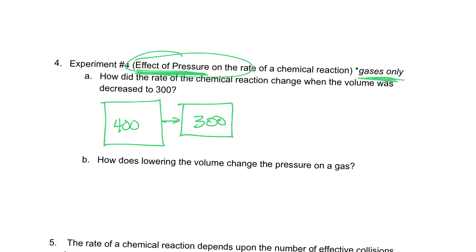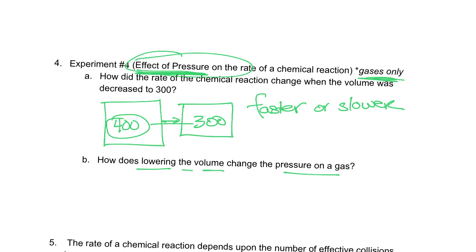How did the rate of the chemical reaction change when the volume was decreased to 300? Did it get faster? Did it get slower? So check that out. How does lowering the volume change the pressure on the gas? When I lowered the volume, what happened to the pressure inside that container?